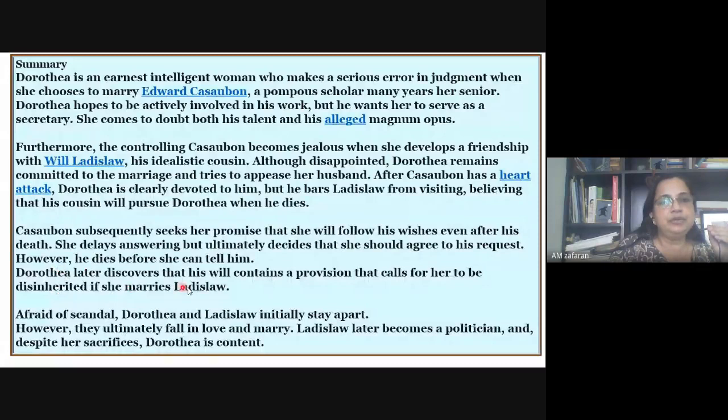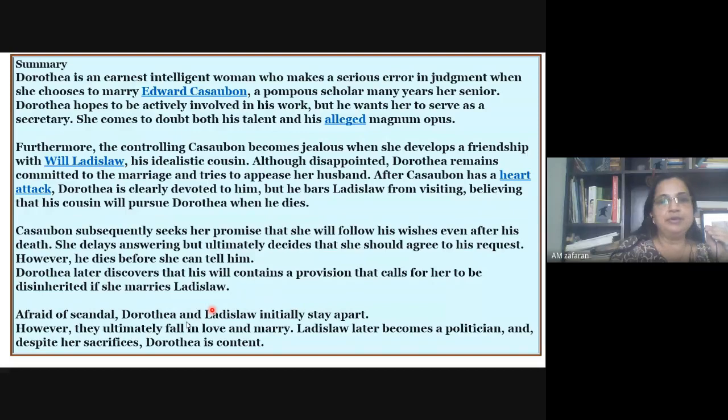Dorothea later discovers that his will contains a provision that calls for her to be disinherited if she marries Ladislaw. So there is a codicil that he leaves. There is a provision in his will that she will be disinherited if she marries Ladislaw, even after his death. So he was rather like reaching beyond the grave to meddle and mess up the life of Dorothea.